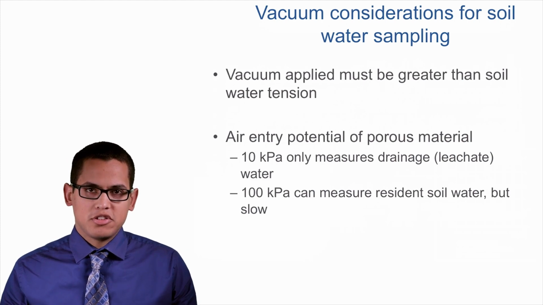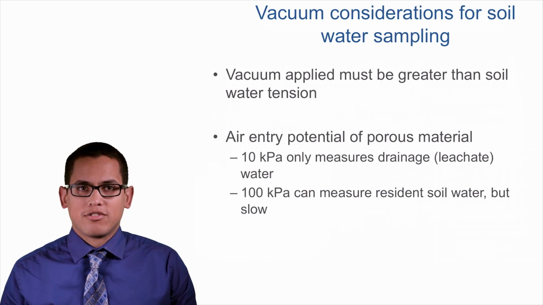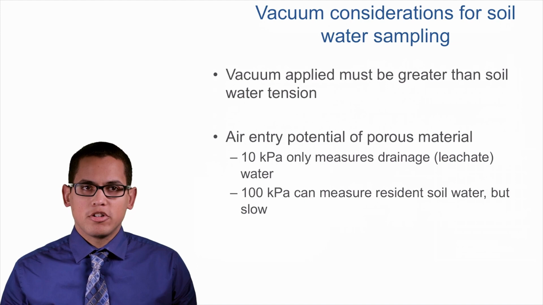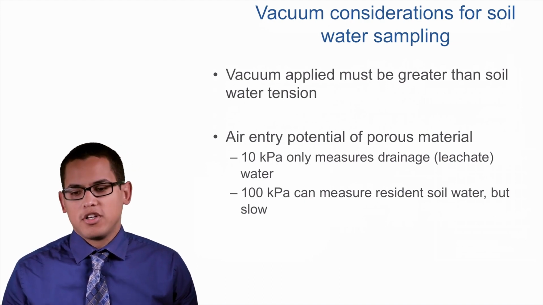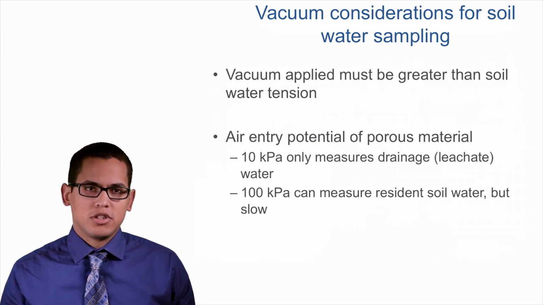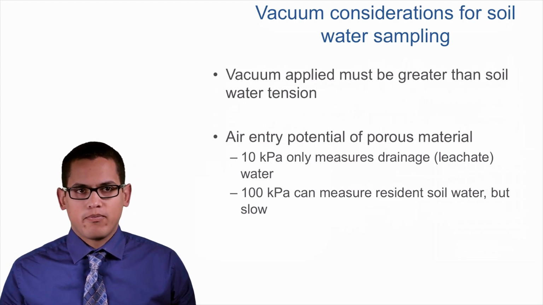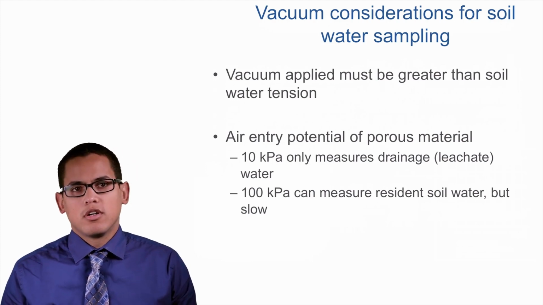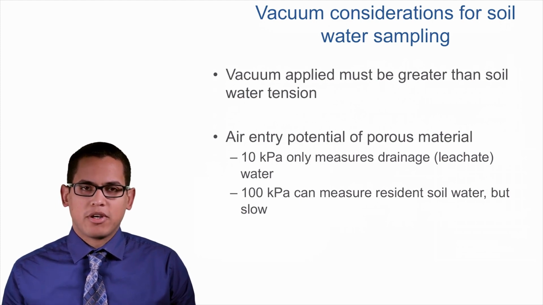So some considerations that you need to understand when looking at vacuum and how much vacuum you need to apply for soil water sampling. The vacuum that's applied must be greater than the soil water tension. So it has to be at least slightly greater. An example is if the soil water tension is 10 kilopascals, your vacuum has to be at least 1 to 2 kilopascals higher to really be able to actually pull a sample in. So it always just needs to be slightly higher than how tightly bound the water is in the soil.